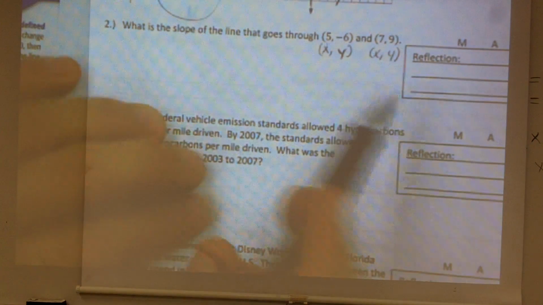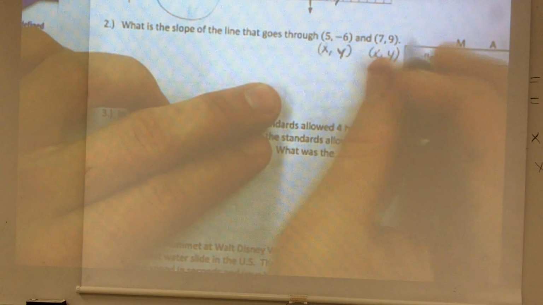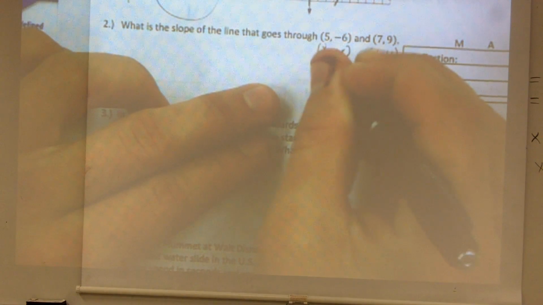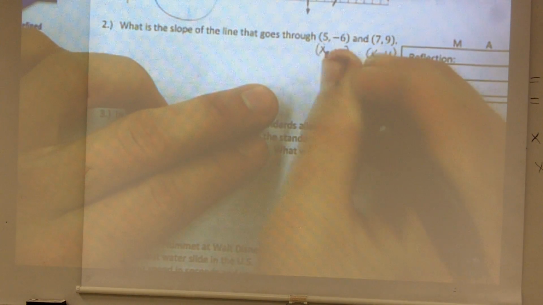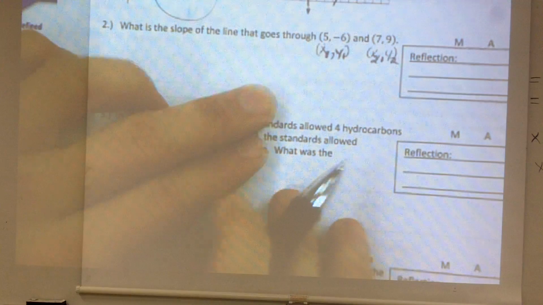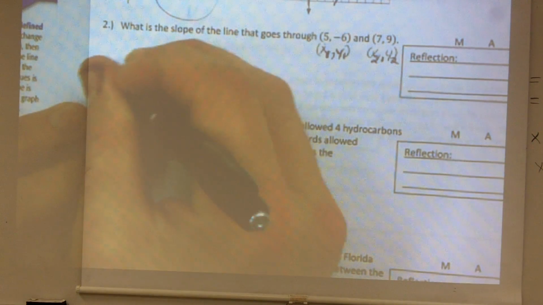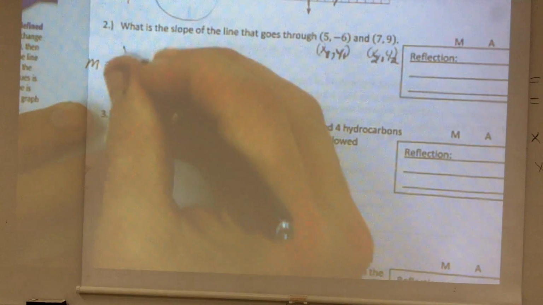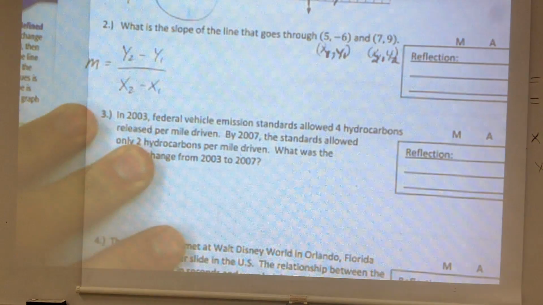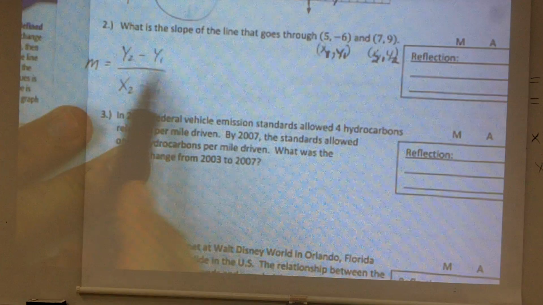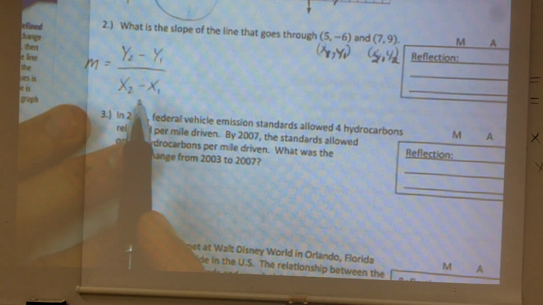So I need a way to distinguish my x's from each other. I'm just going to label this one x1 and this one x2. Then I'll label this one y1 and this one y2. The only reason I do that is because the general formula says to subtract your y's. So they say y2 minus y1 over x2 minus x1. Really what they mean is just pick your y's and subtract them, and pick your x's and subtract them. That's really all it's saying.